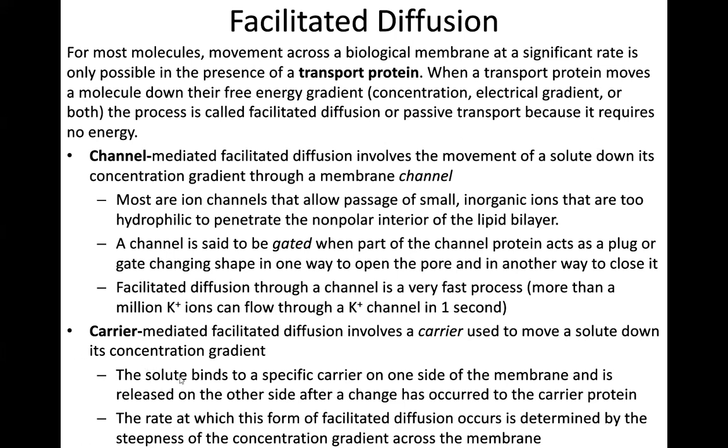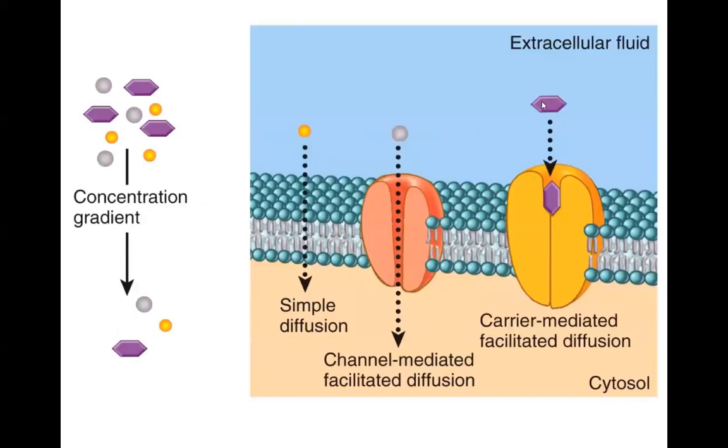Once again, carrier-mediated diffusion involves a carrier moving a solute down its concentration gradient. In this process, the protein must change its physical shape, so the solute binds to the carrier on one side of the membrane and is released on the other side after that change has occurred to the carrier protein. Here we can see glucose binding, and I can tell you this is glucose just because I know the shape. The pore is open on the outside, and then a physical change occurs to the protein and spits it out, in this case, into the cytosol. Whereas over here with our channel, this is an ion, whatever it is, it's just going to go directly through and not change the protein shape.